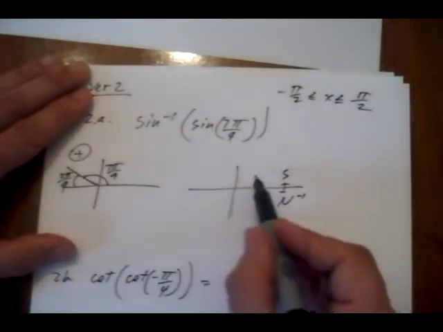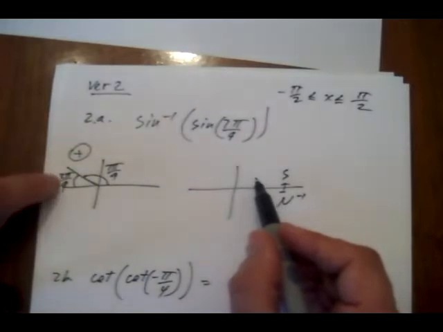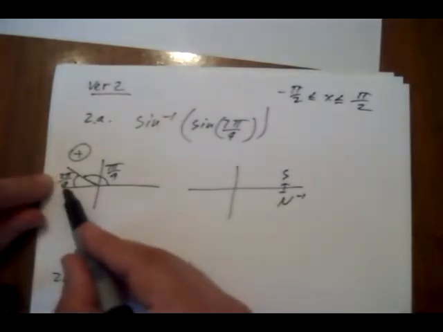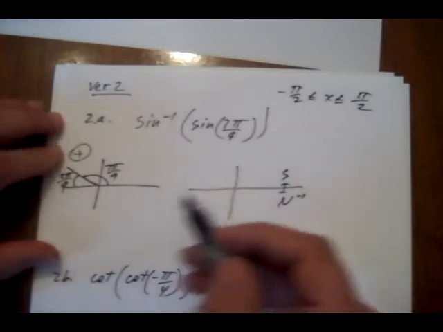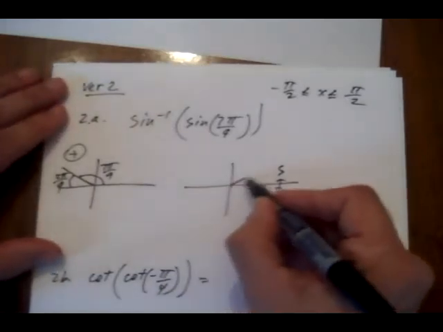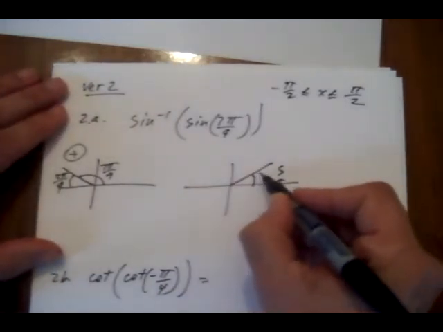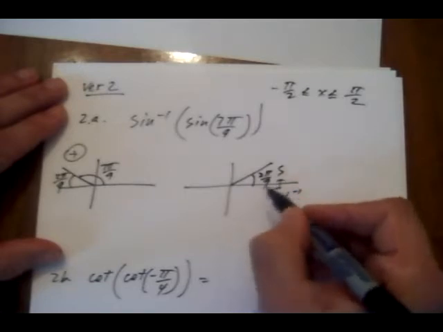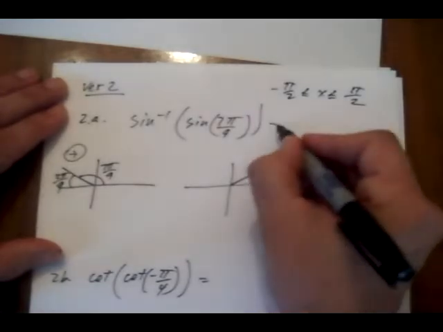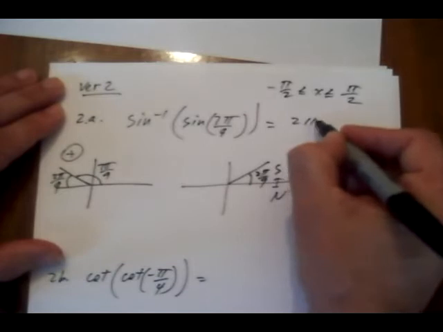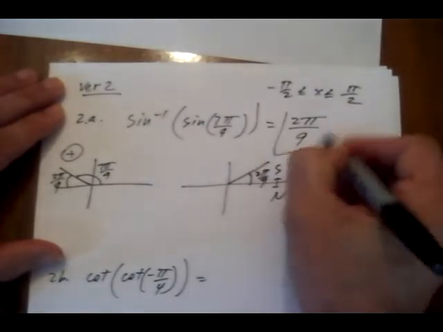Therefore, we know we're going to be in here, and it's just a matter of placing this reference angle in the first quadrant. So 2 pi over 9, right there in the first quadrant. So the answer to this is 2 pi over 9.